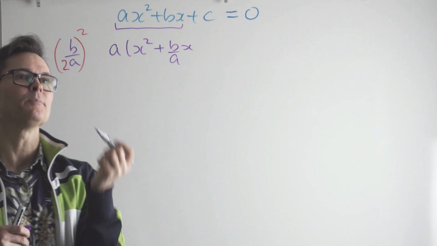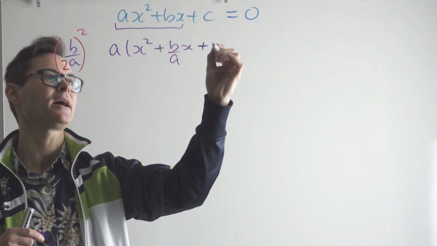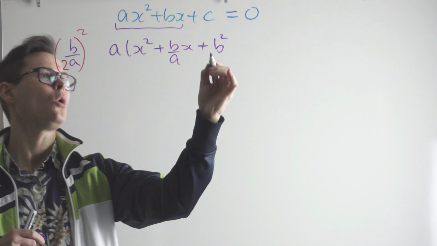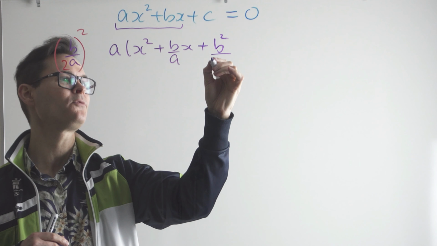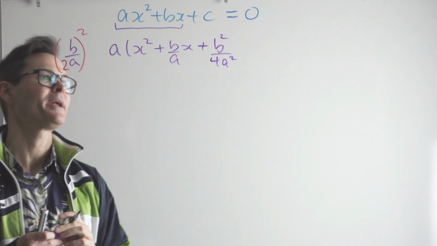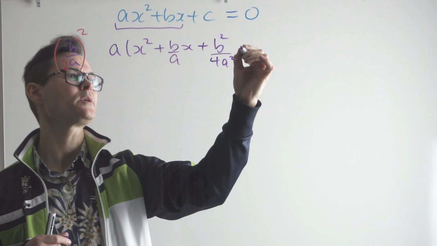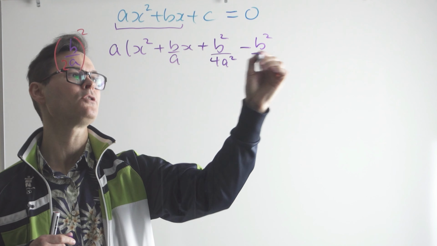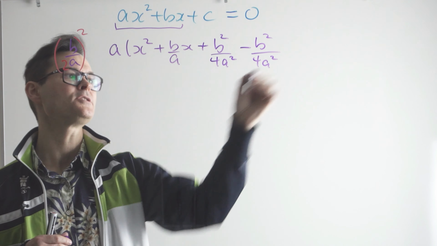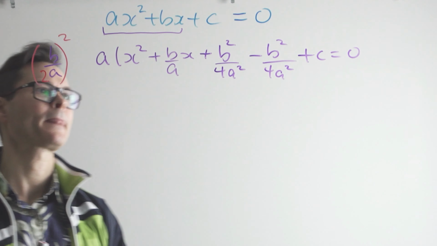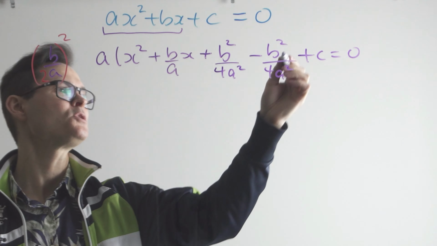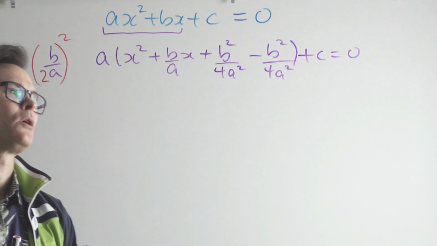So then I take that number and I'm going to add it, plus b squared over, well, 2a squared is 2a times 2a, or 4a squared. But I have to subtract it too. So I'm also going to subtract it, b squared over 4a squared. Don't forget about the c. The c is sitting there as well. Okay? And I have to close my bracket right there.